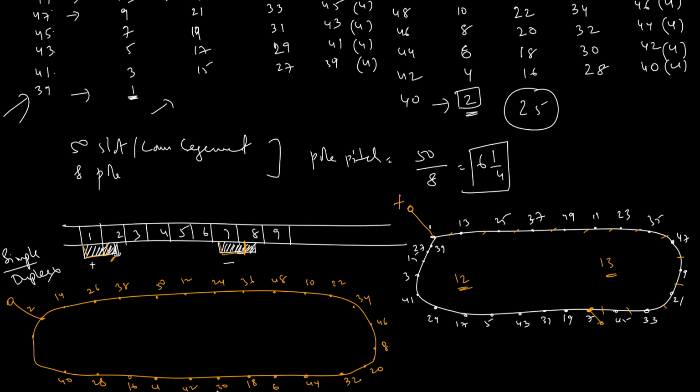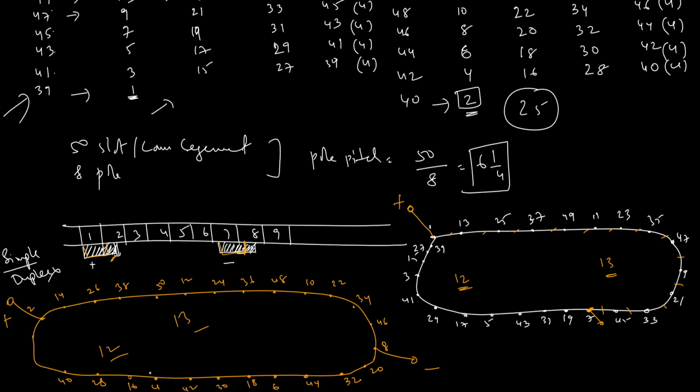8 means, where is the 8? Here it is 8. This is minus and this is plus. So again it will divide 12 on one side and 13 on the other side. Okay, so this is closer to an equal number of coils in each circuit, right?